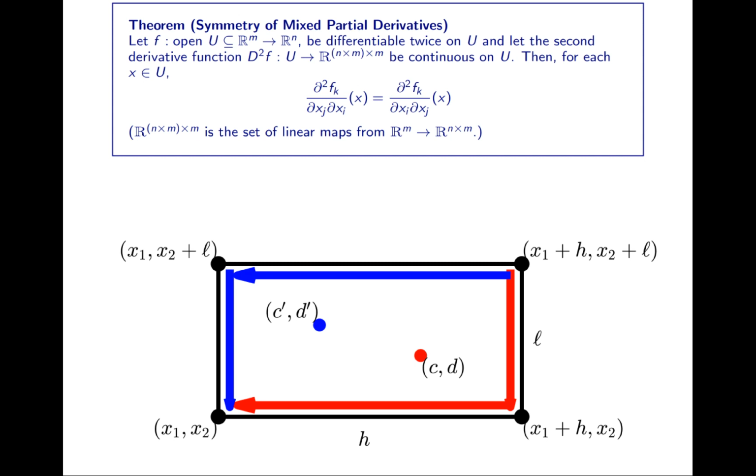Now, if I take the limit as h and L go to 0, then if my second derivative is continuous, because I'm applying the mean value theorem twice, the second derivative at C and D and the second derivative at C prime and D prime are going to converge to the same evaluation point at x1, x2. And that's how I can show that it doesn't matter what order I take my derivative, so long as that second derivative is continuous.